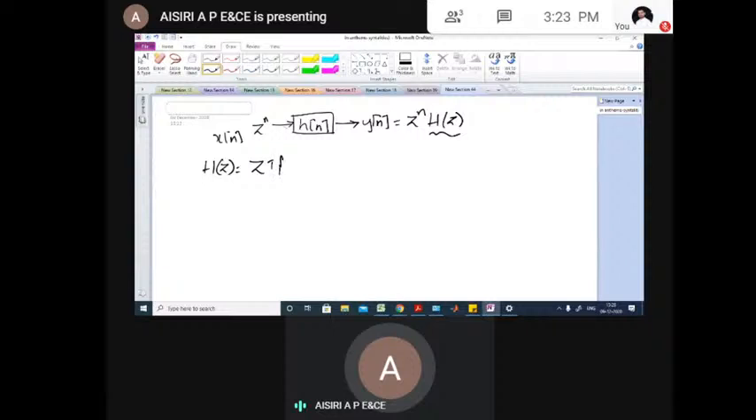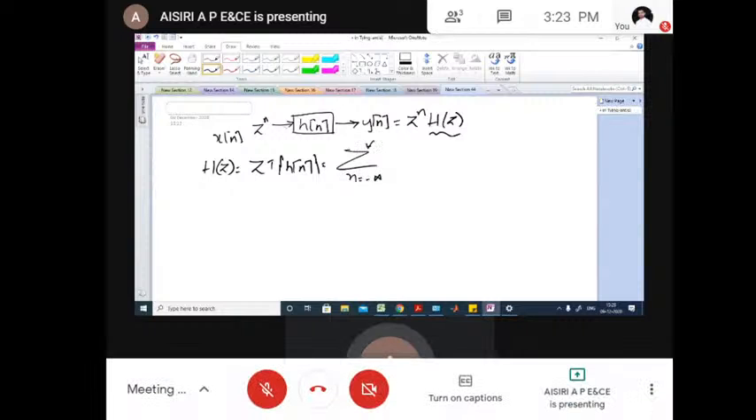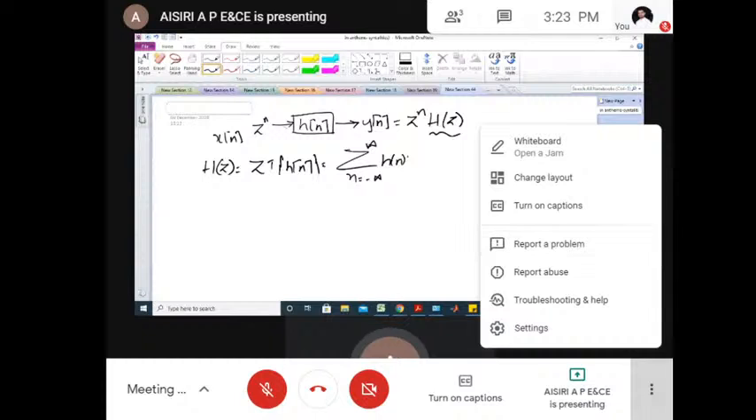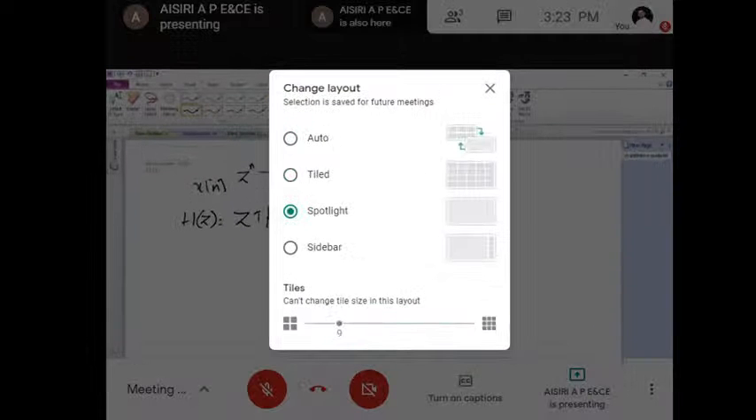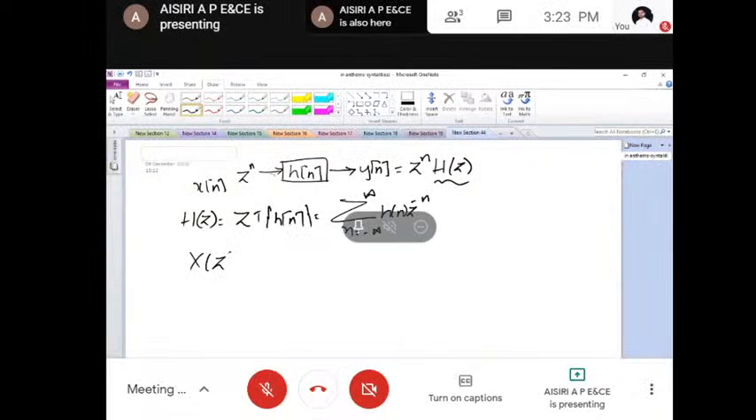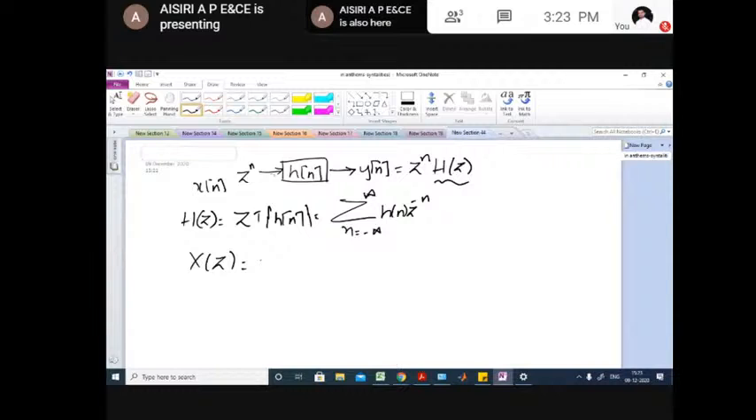So the z transform of h of n is equal to summation n is equal to, say, minus infinity to plus infinity h of n into z power minus n. If it holds good for the impulse response, then it should hold good for any other signal. So x of z represents the z transform of any generic signal x of n, which is given by summation n is equal to minus infinity to plus infinity x of n into z power minus n.